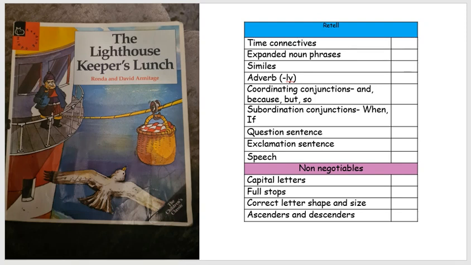Good morning, Year 2. Your learning objective for today is to complete your retell. Throughout this week, you've been developing ideas and vocabulary in order to include them in today's activity.